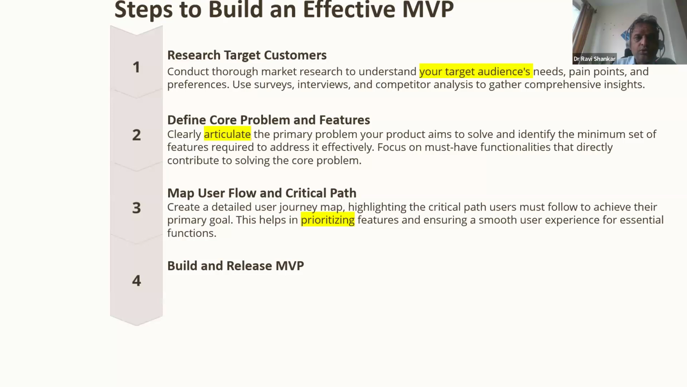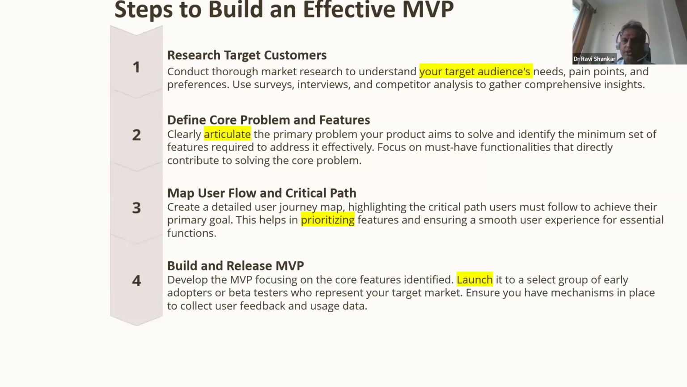The fourth step is to build and release, to develop and launch the MVP. So you have to launch to a selective group of early adopters, or what we call beta testers if it's a software as a service solution, which represents your target market. You have to make sure that you have a good mechanism to constantly collect user feedback, analyze the data and incorporate it into your next version or next release.